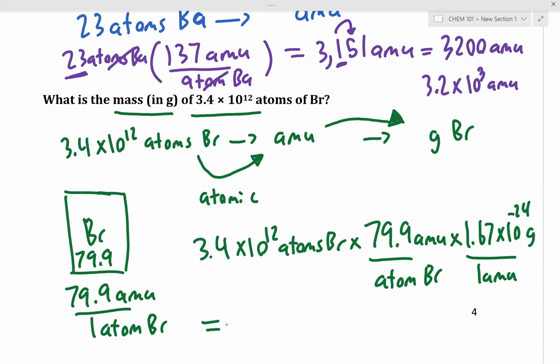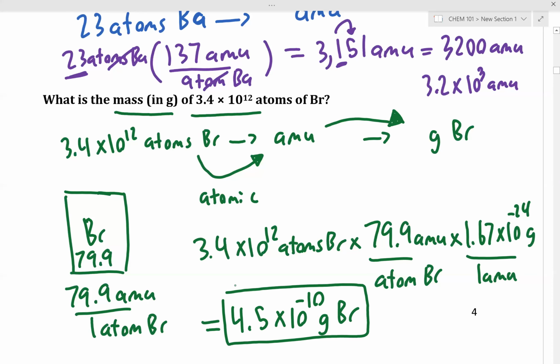Okay, so let's write that down. So we have 4.5 times 10 to the negative 10th grams of bromine. I always include my final unit labels. Does that make sense to everyone? Did I do a good job rounding my sig figs? Does our output have the correct number of sig figs as our input? Yes, so we're good to go.